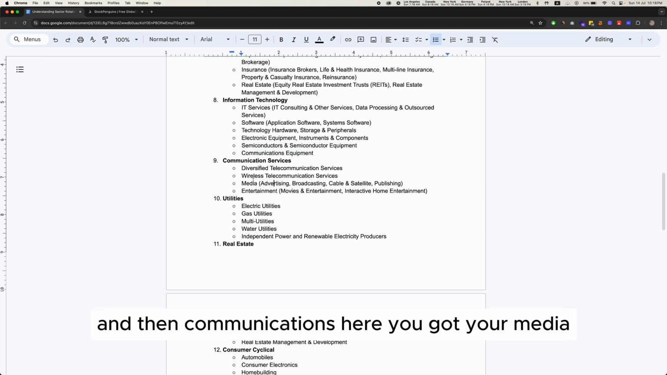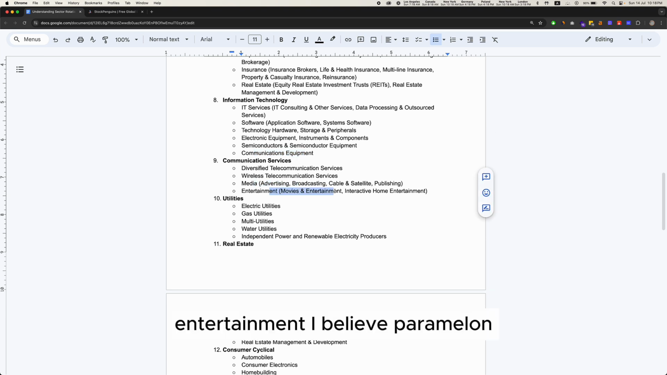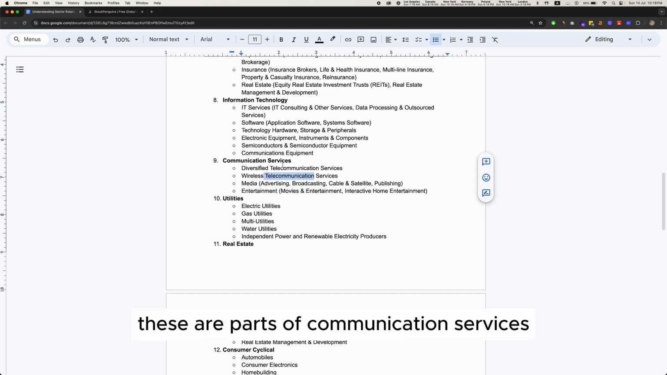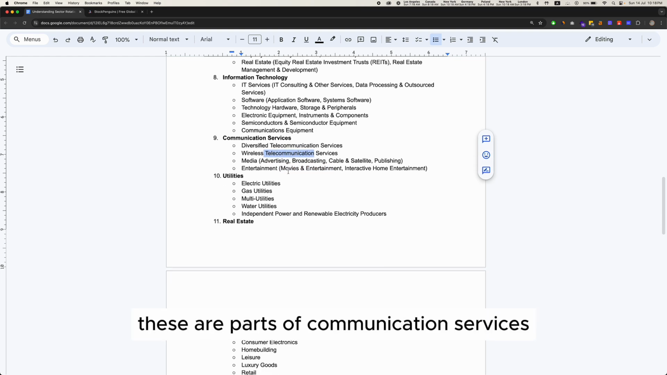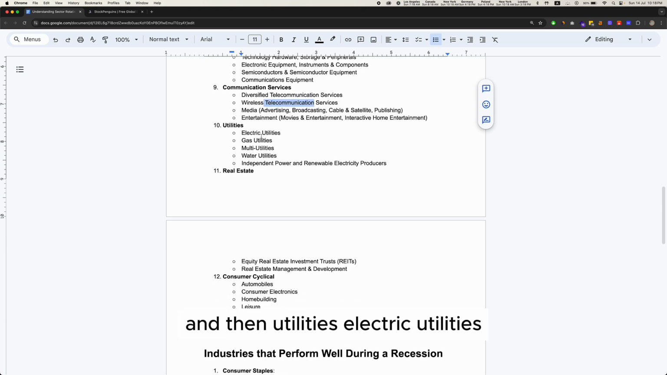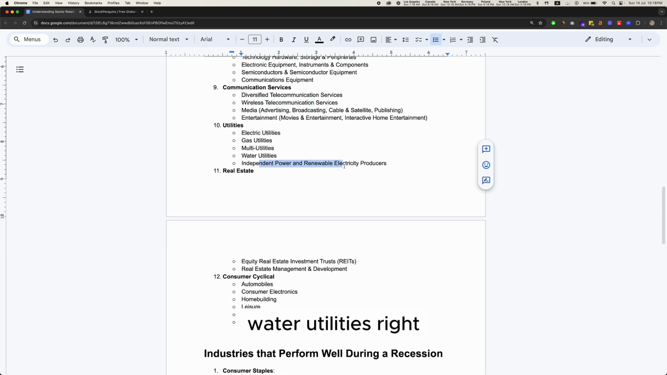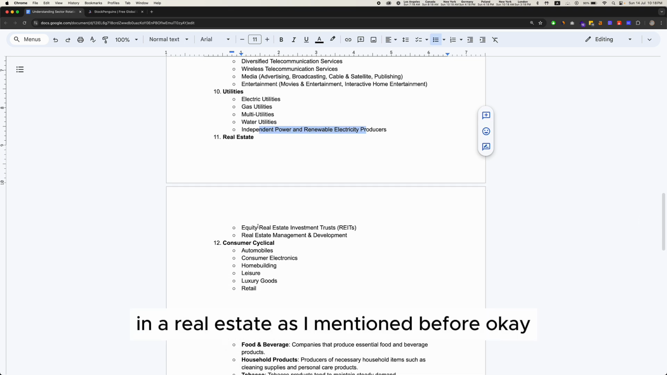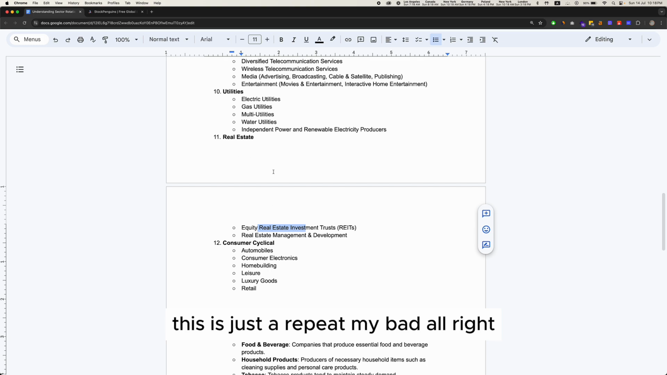And then communications here, you got your media, entertainment. I believe Paramount, Warner Brothers, Discovery, stuff like that. These are parts of communication services. And then utilities, electric utilities, water utilities, right? These are stuff that even in a recession, you're probably going to have to use electricity and water, right? And then real estate, as I mentioned before, okay, this is just a repeat, my bad.